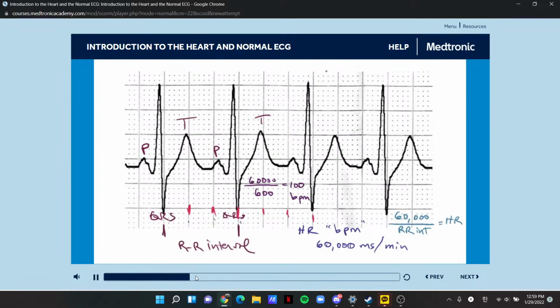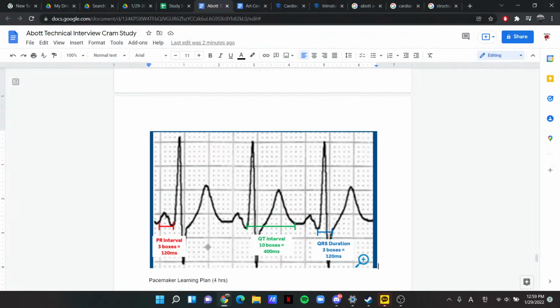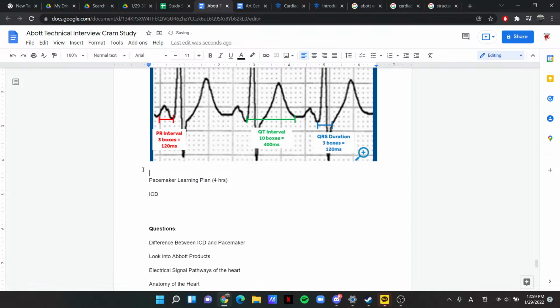Consider that you can easily calculate this if we take 60,000 divided by the R-to-R interval, which we already calculated was 600 milliseconds. 600 milliseconds into 60,000 is 100, so that's 100 beats per minute. And that's how fast this heart rate is going.